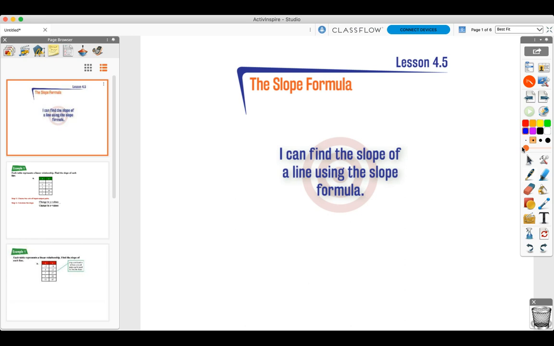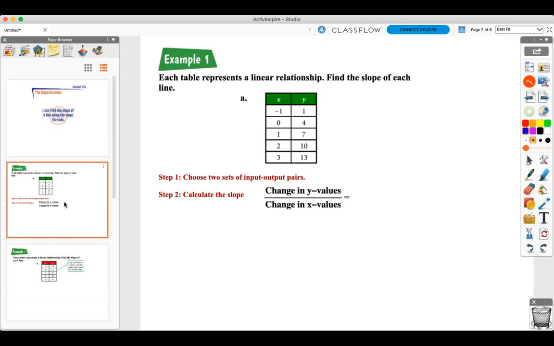Hi students, today's lesson is going to be the slope formula. Last week we went over finding slope using a graph, and yesterday we kind of did it using an explore activity, but we're going to go through everything all together.